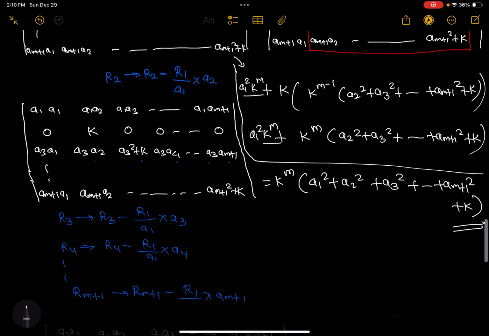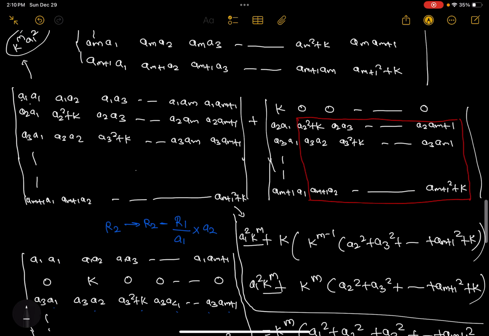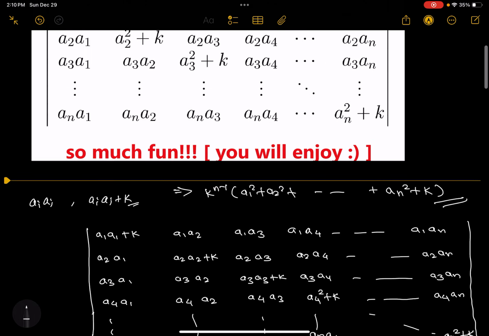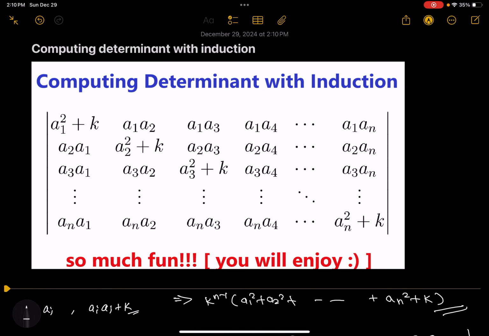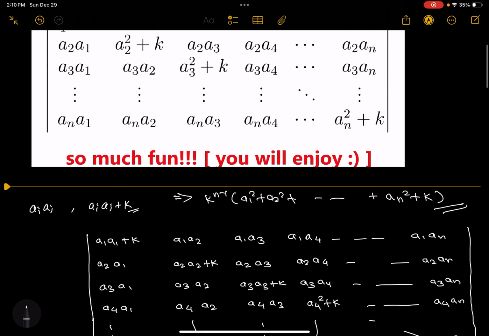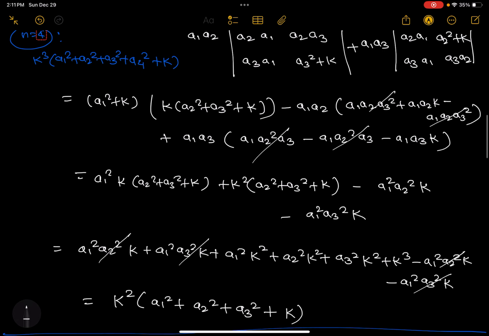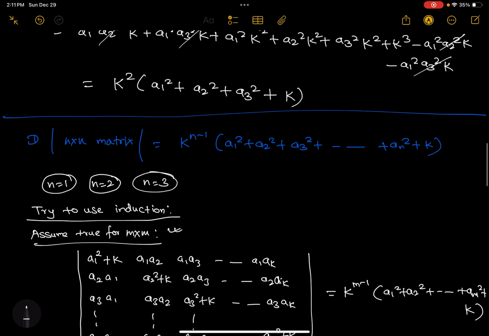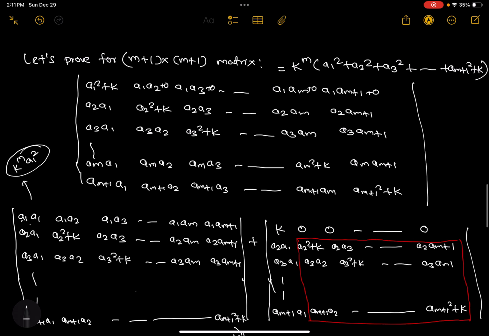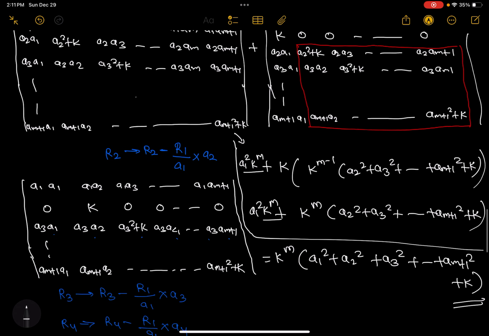There are some other ways to solve this, but this one is nice and easy. There's also a way using eigenvalues or eigenvectors. You can try that as well. You'll get the same answer. So that is it, guys. I hope you enjoyed the solution. First, we checked the small cases, guessed the determinant, and then used induction. This was a really good example.